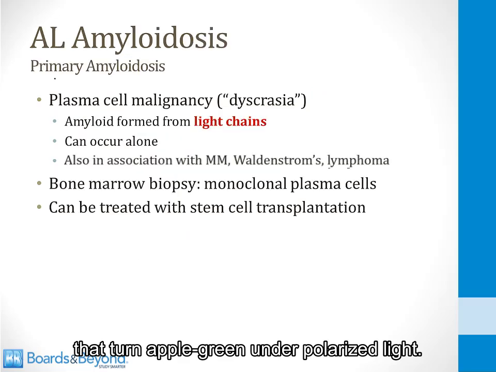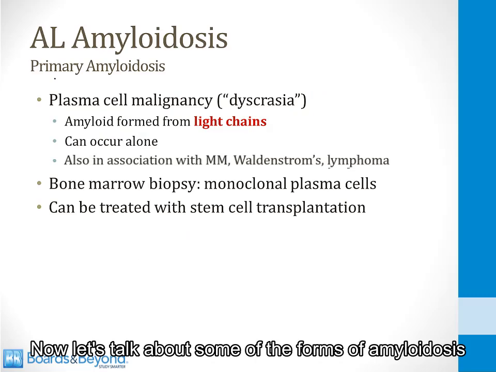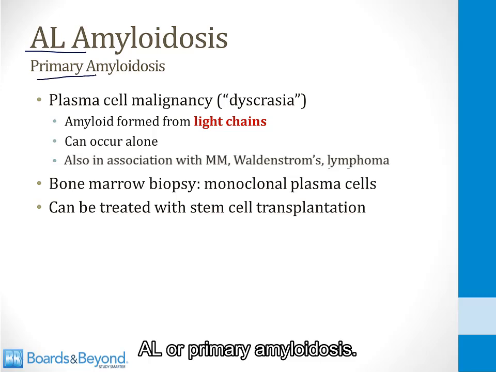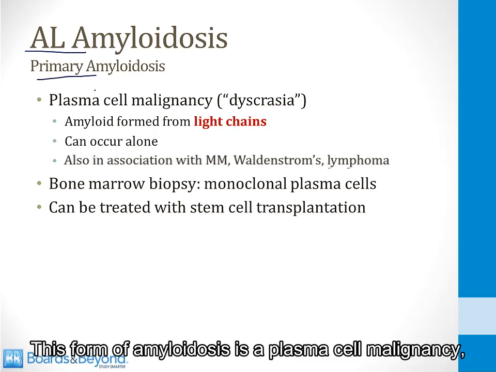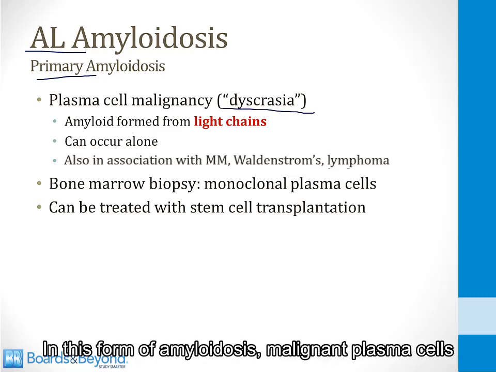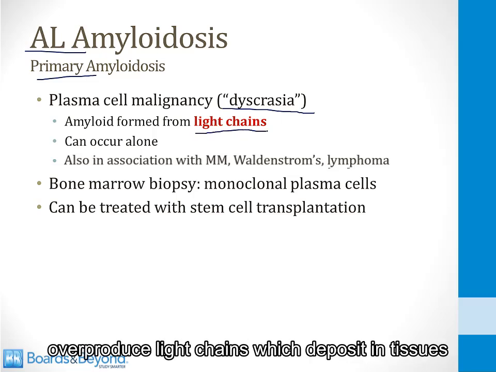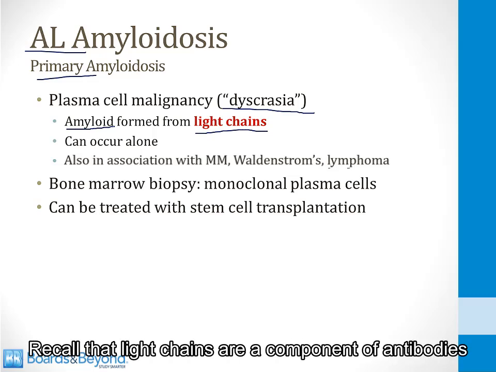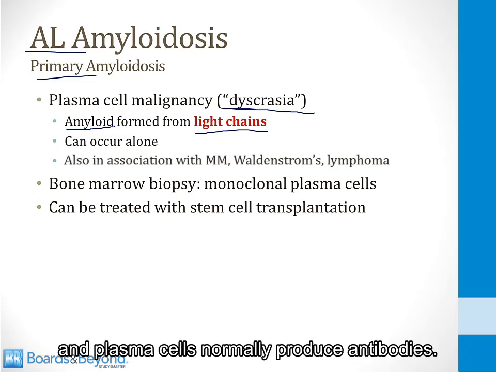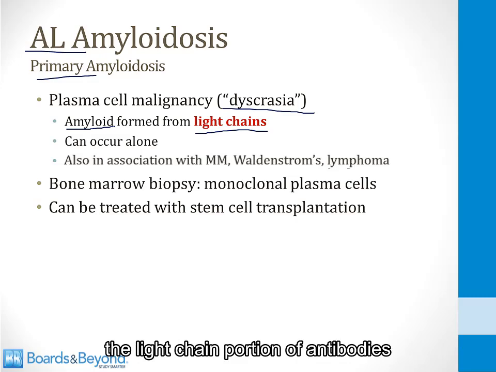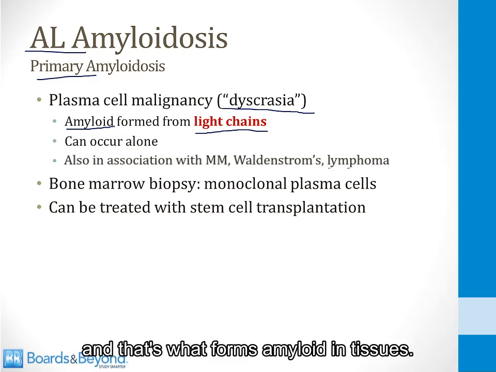Now let's talk about some of the forms of amyloidosis in a little more detail, and I'll start by talking about AL, or primary amyloidosis. This form of amyloidosis is a plasma cell malignancy, often called a plasma cell dyscrasia. In this form of amyloidosis, malignant plasma cells overproduce light chains which deposit in tissues and form amyloid. Recall that light chains are a component of antibodies, and plasma cells normally produce antibodies. In this disorder, they overproduce the light chain portion of antibodies, and that's what forms amyloid in tissues.